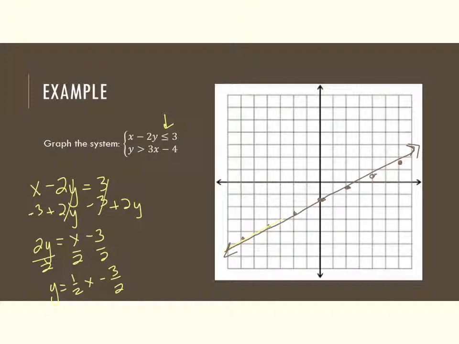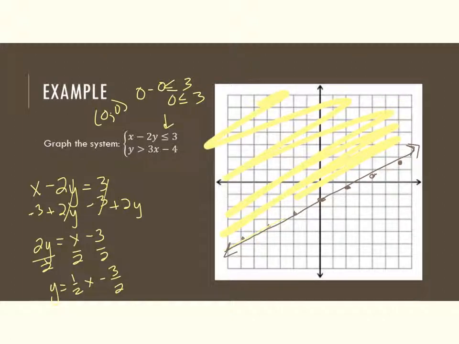So I'm going to pick a test point. My test point's going to be 0, 0. If I test 0, 0 in this inequality, I'm going to get 0 minus 0 is less than or equal to 3. Is 0 less than or equal to 3? Yes. So then I'm going to shade the side with 0, 0. I'm going to shade all of that side there.